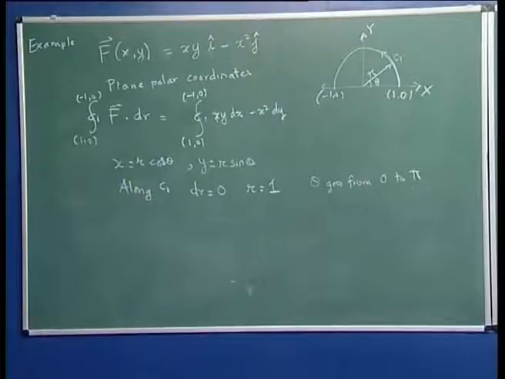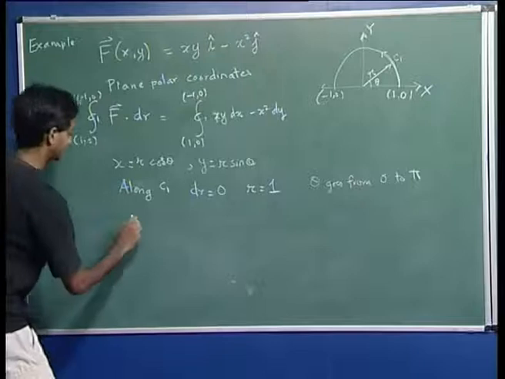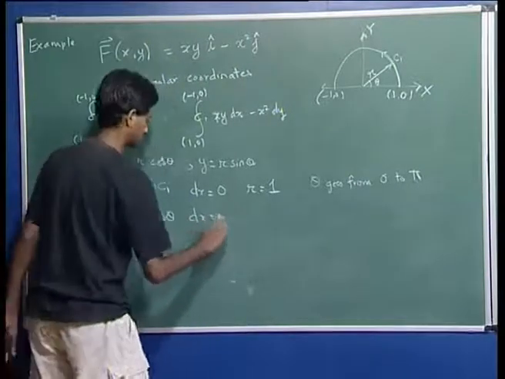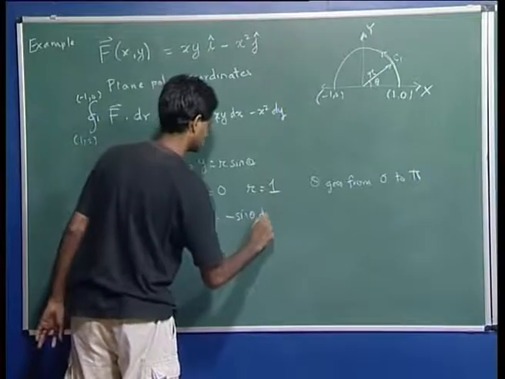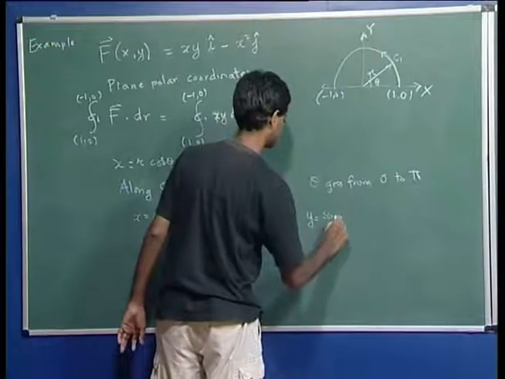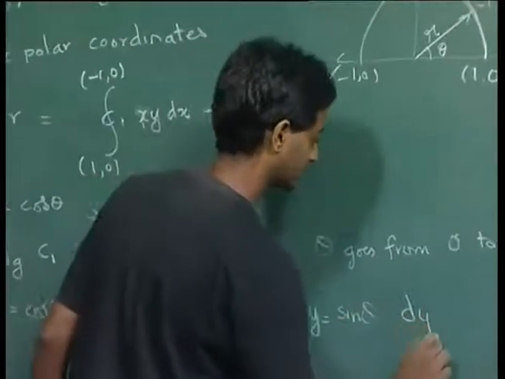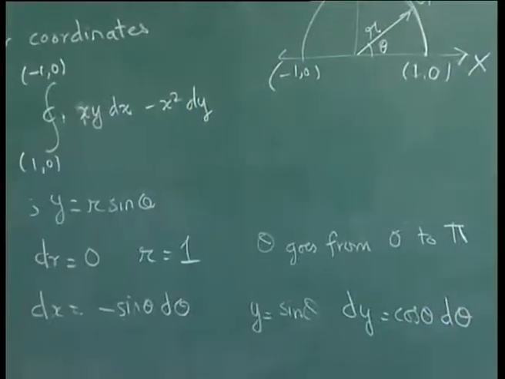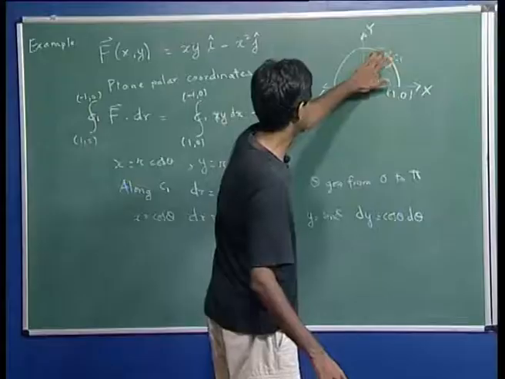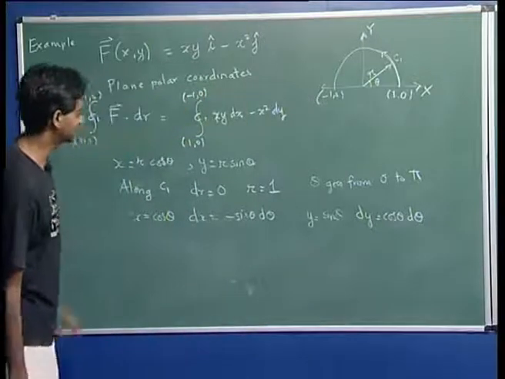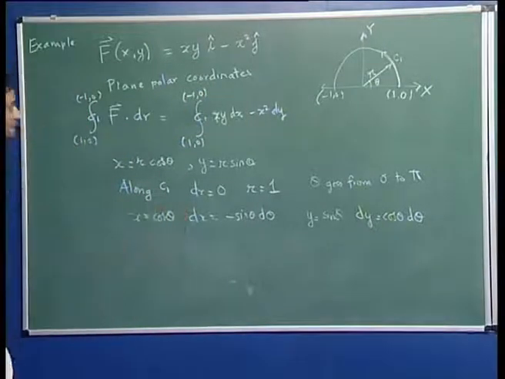Okay. So then what you can write is that x equal to cos theta, dx equal to minus sin theta d theta, y equal to sin theta, dy equal to cos theta d theta. So the entire curve C1 is just parametrized by a single variable theta. So instead of changing both x and y, you just change theta from 0 to pi and you trace out the entire curve C1. Okay.